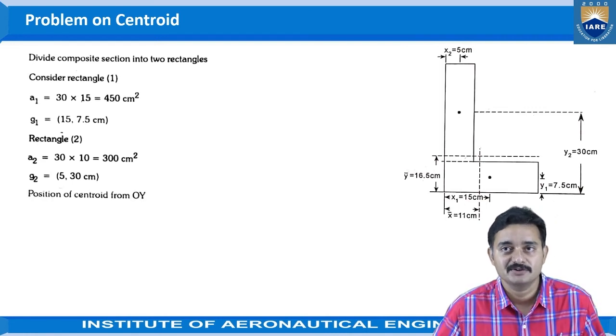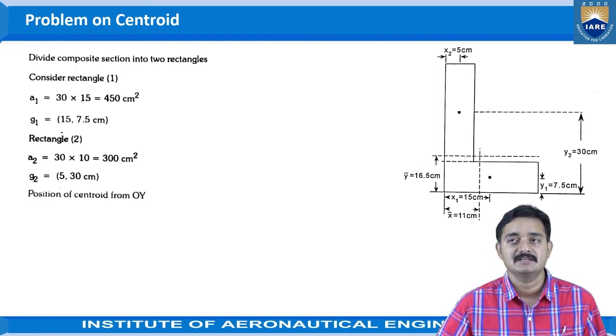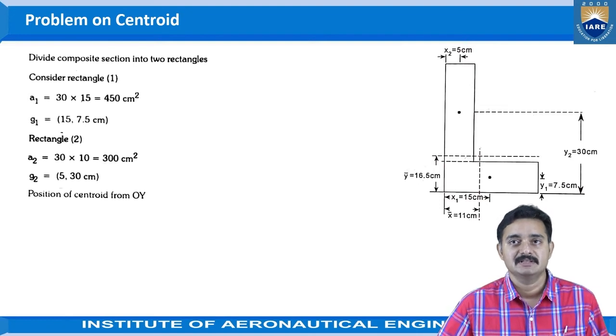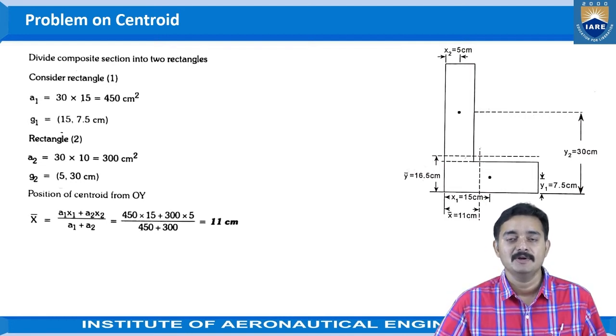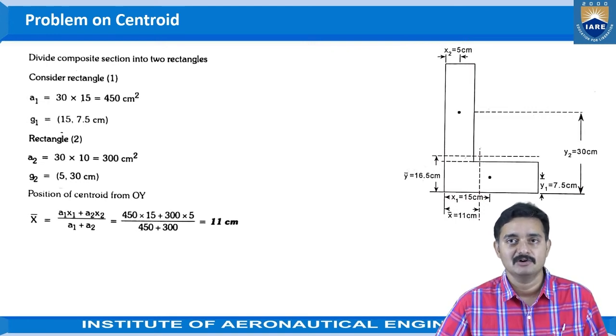Then the position of centroid from OY, that is the x distance from the y-axis reference, we are going to apply the formula x bar is equal to a1x1 plus a2x2 by a1 plus a2. From this we can write 450 into 15. We are just substituting the values of a1, x1 and a2, x2 here. A1 is 450 into x1 is 15 plus 300 into 5 by 450 plus 300, that is equal to 11 centimeters.